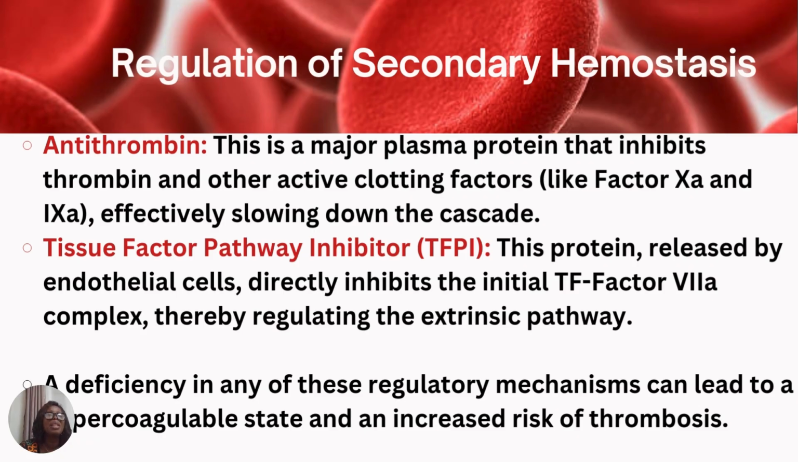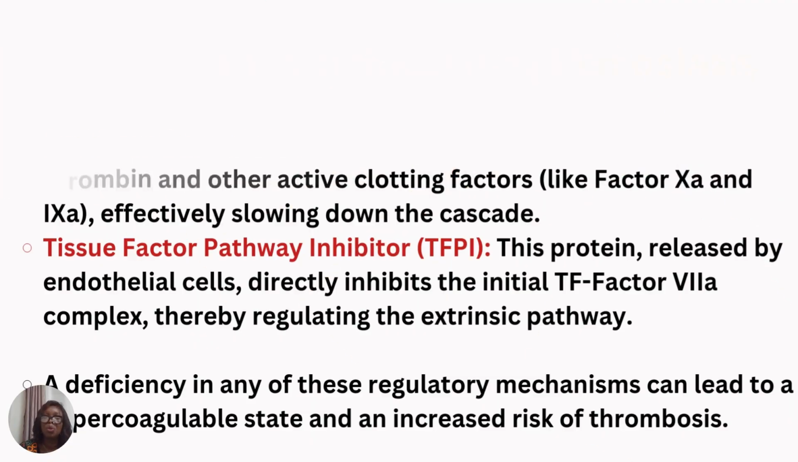So you have antithrombin that regulates secondary hemostasis by directly inhibiting thrombin formation and also directly inhibiting some other factors like activated factor 10 and then factor 9. And also we have protein C, activated protein C, that also inhibits the intrinsic pathway by inhibiting factor 5 and factor 8. And we have tissue factor pathway inhibitor that inhibits the tissue factor activated factor 7 complex. And when this is done, the extrinsic pathway is inhibited. Now, a deficiency in any of these regulatory mechanisms can lead to a hyperaggregable state and an increased risk of thrombosis.